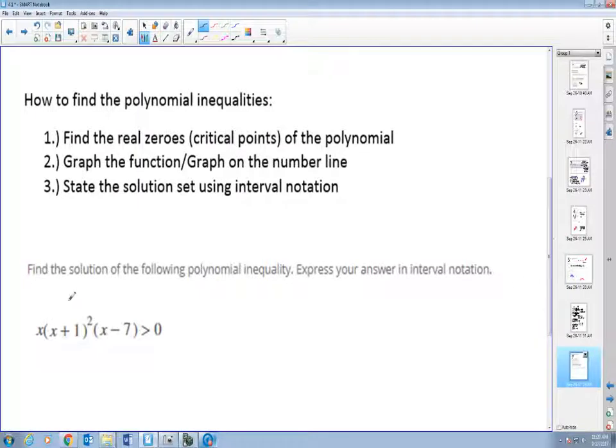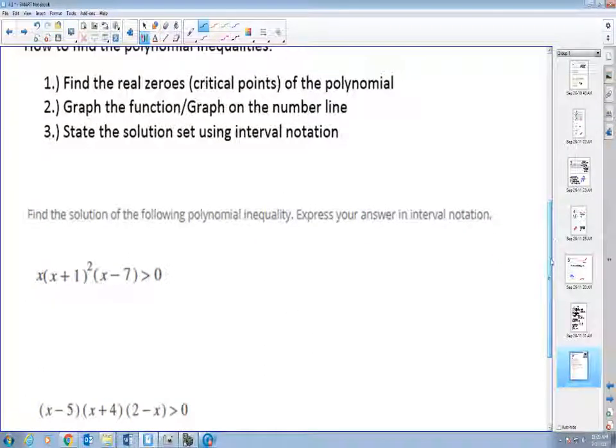So this example says find the solution of the following polynomial inequality. The first thing we've got to do is find the real zeros. This polynomial function is already factored for me. If I set each factor equal to 0, I get x equal to 0. This one with the even multiplicity tells me that two of my x-intercepts or zeros are actually the same, which is -1. Set this one equal to 0, x equal to 7.